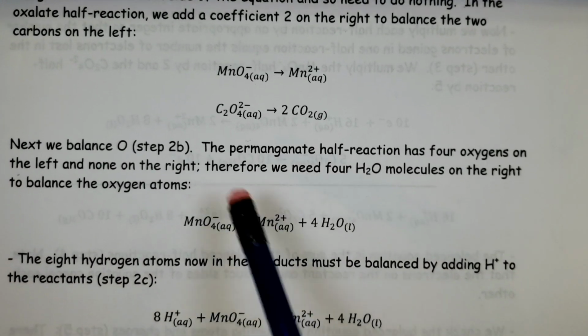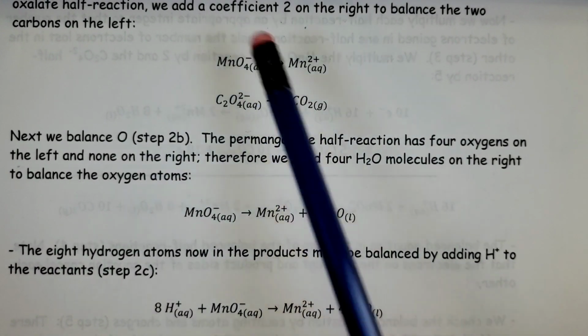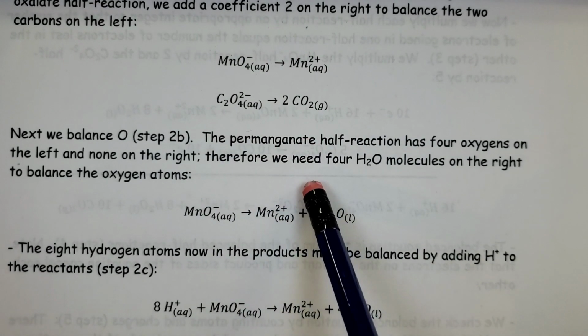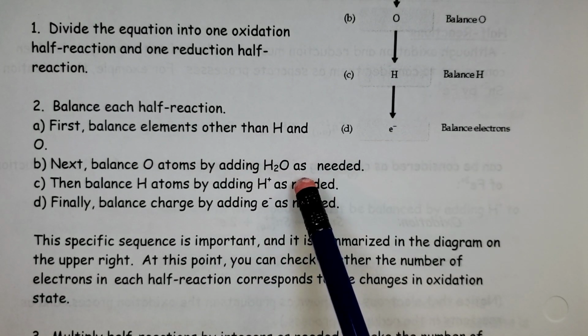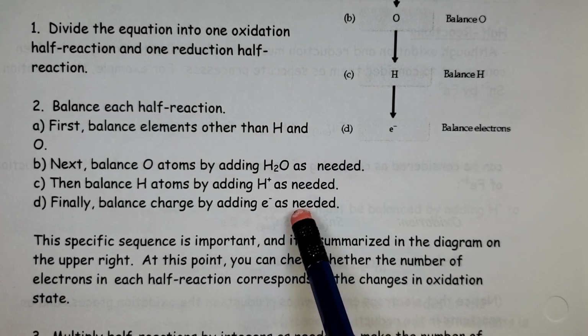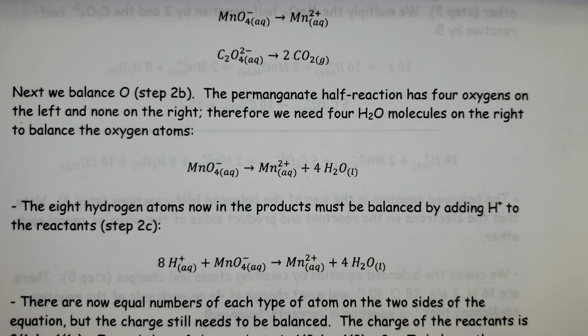Okay? Next, we balance the O's. So what we'll do is we'll grab this reaction first, work with that one, because the next step is balance the O's, balance the H's, and then balance the charges on each side by adding electrons as needed. So we'll take a look at how that works.